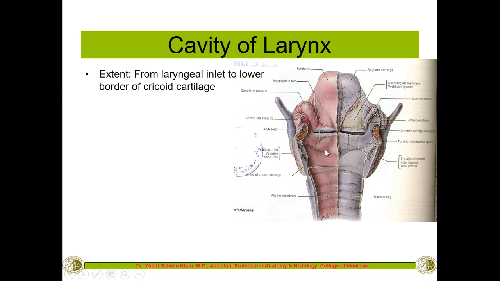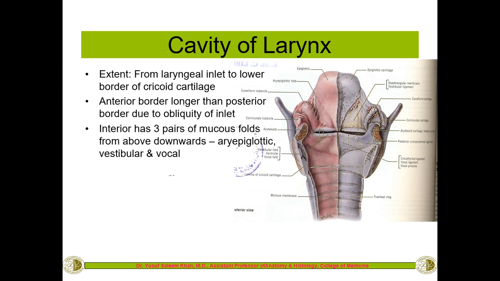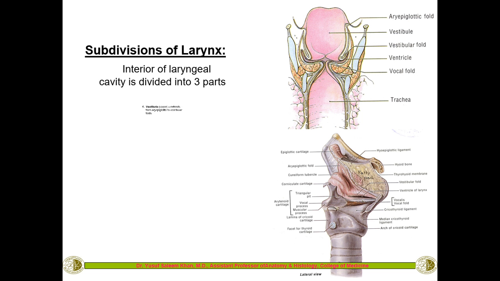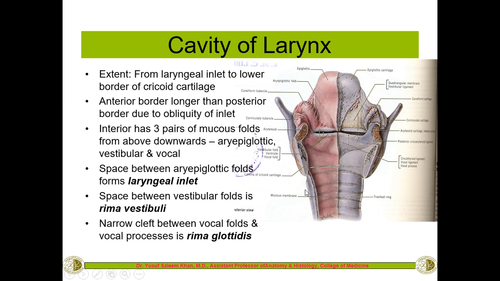This whole thing is the larynx seen from behind, and the cavity. If you see, the anterior border is much longer compared to the posterior border. This can be observed especially when you see from this side. The posterior border is very small compared to the anterior border. The anterior border is very big and the posterior is deficient, due to the obliquity of the inlet itself.